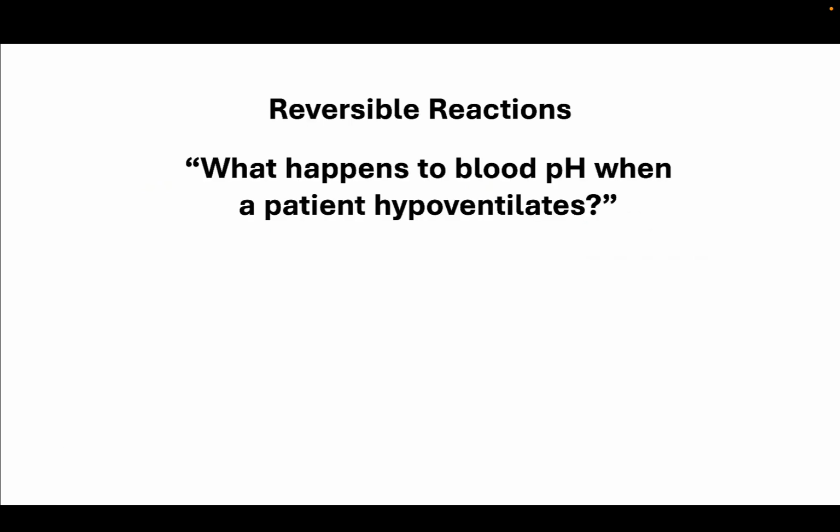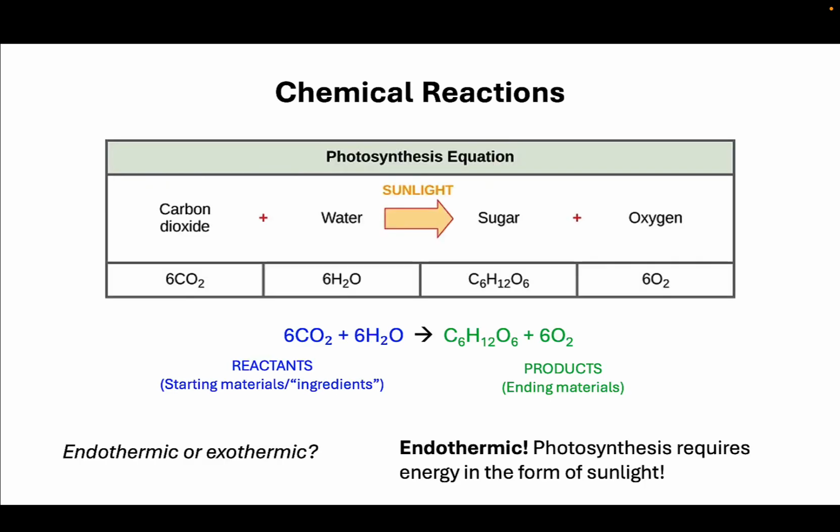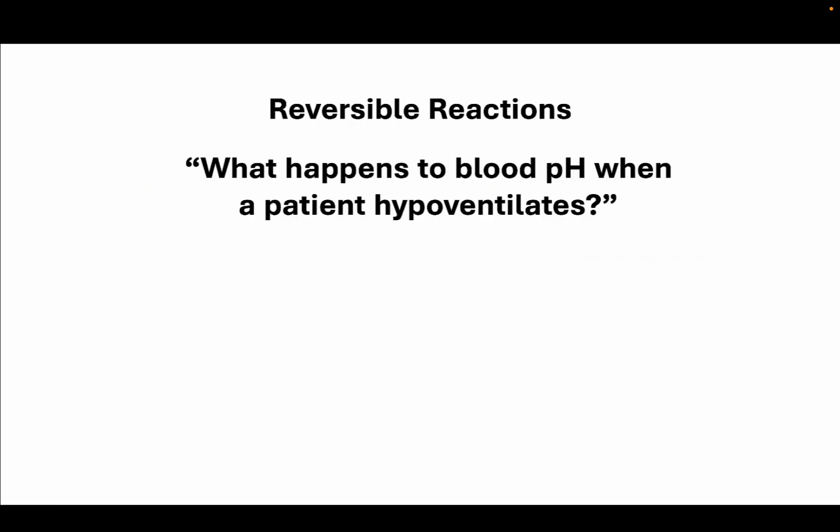Okay, what about reversible reactions? So what we looked at before, this is photosynthesis, and it's really not reversible. We can't just take sugar and oxygen and put out sunlight, water, and carbon dioxide. It just doesn't work like that. Some reactions are non-reversible. They really just go one way, and we're not able to reverse them and go backward. But what about blood pH when a patient hypoventilates?